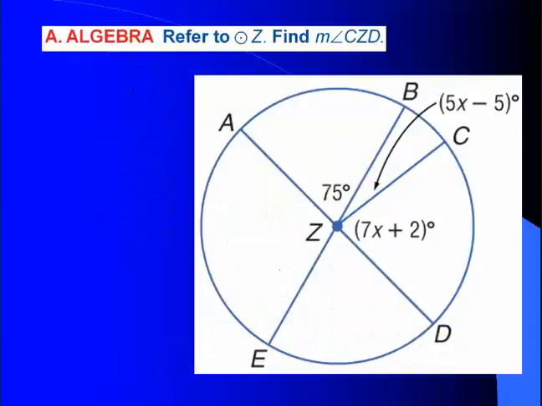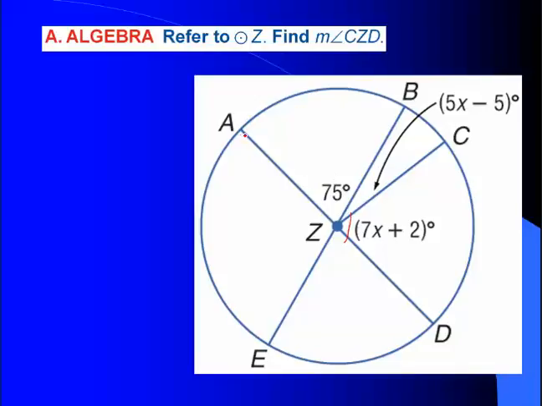Okay, here's another one. Refer to circle Z and find the measure of CZD. CZD is this angle right here. Okay, so what is your strategy going to be? Before I tell you my strategy, look at this circle. Look at all the pieces that you have involved here. What is your strategy going to be?